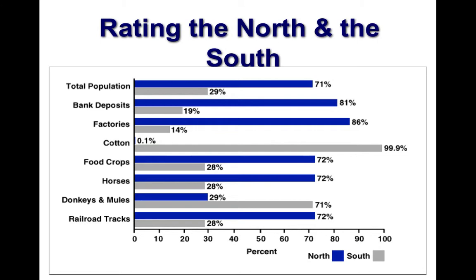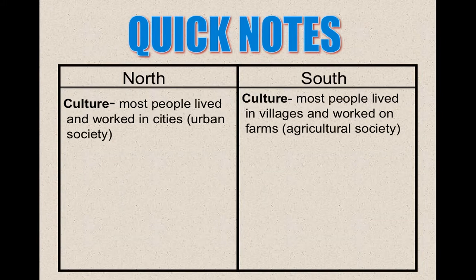The North has most of the horses. The South has more donkeys and mules. The North has more railroad tracks. Folks, the North has every advantage going into this war.